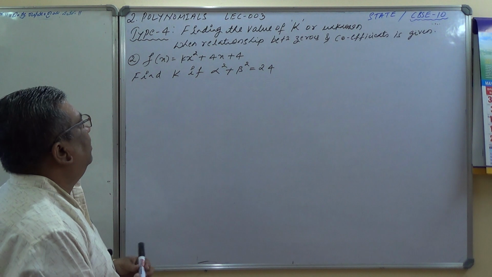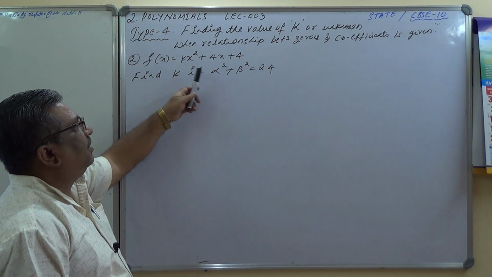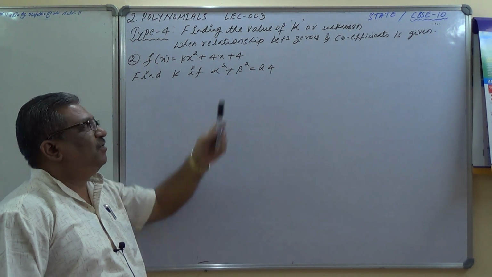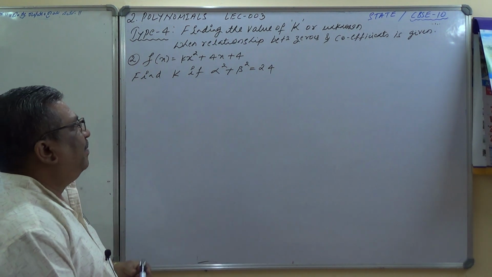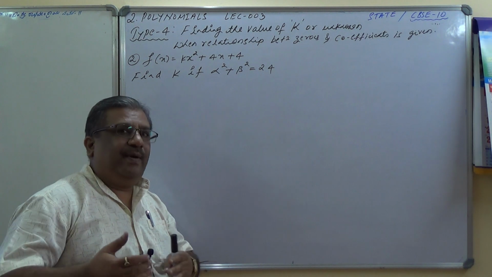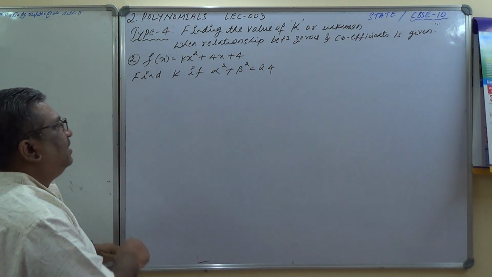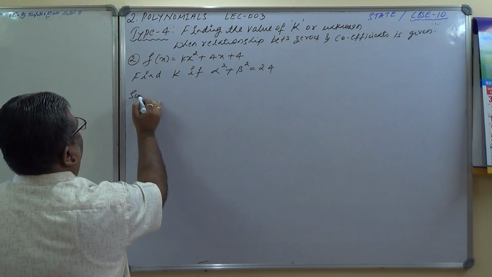Second problem: f(x) is given as kx² + 4x + 4. Find k if α² + β² equals 24. So based on the given information, if I am able to find out alpha and beta, probably I should be able to find out the value of k. Let's see the solution for this one.